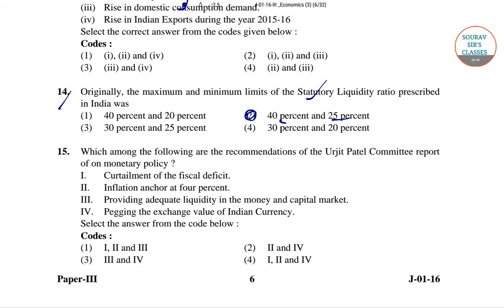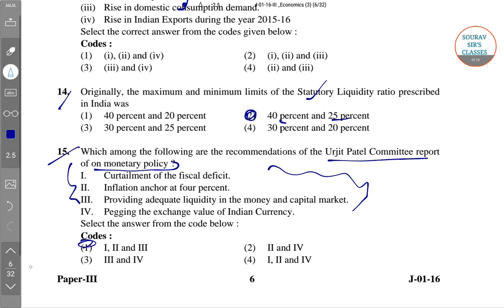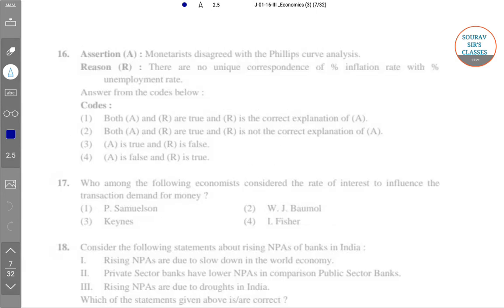In question number 15, it is given, which among the following are the recommendations of the Urjit Patel Committee report on monetary policy. 4 options are given: curtailment of fiscal deficit, inflation anchor at 4%, providing adequate liquidity in money and capital market, and pegging the exchange value of Indian currency. We know the first 3 are right answers. So for question number 15, the right answer would be option A, that is code A. So now we'll go to the next question. It is question number 16.